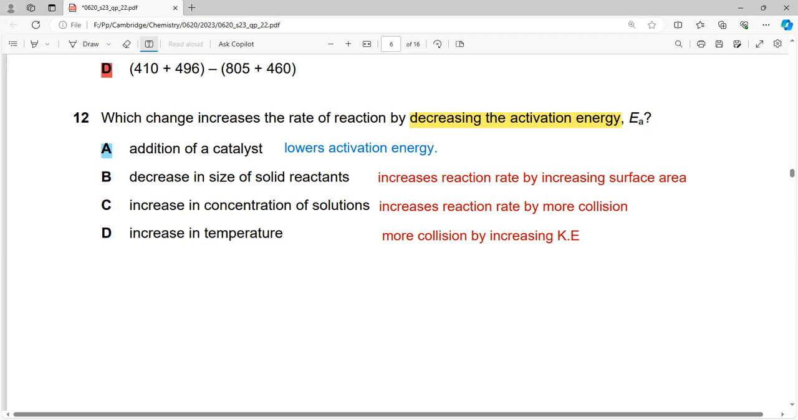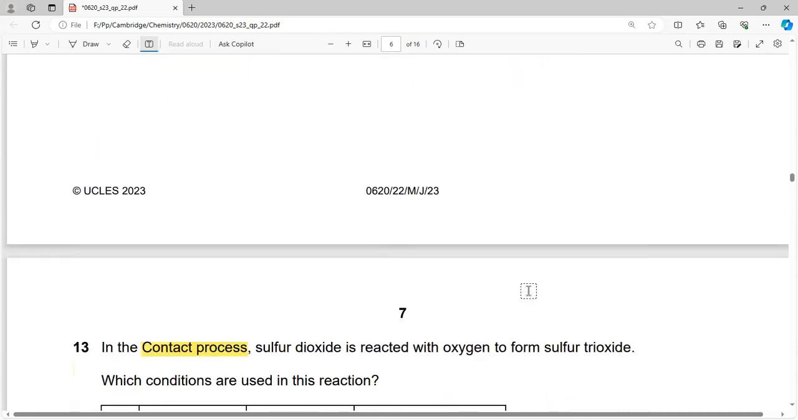What about B? Decreasing the size will increase the surface area. So the rate of reaction will increase by increasing surface area, not by lowering activation energy. And in option C, the increase in reaction rate is by more collisions. If you increase the concentration, the number of collisions will increase. In the same way, if you increase the temperature, the kinetic energy will increase, and the number of collisions will increase. So A is our correct option here.